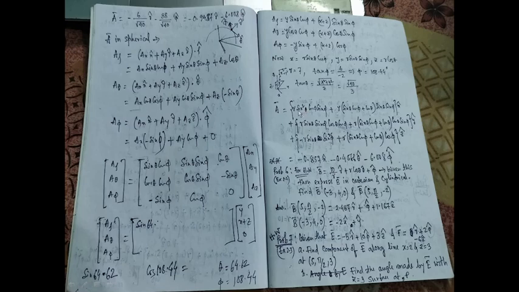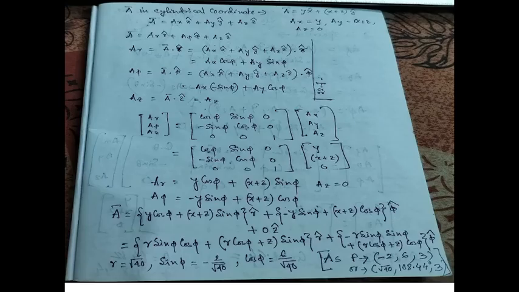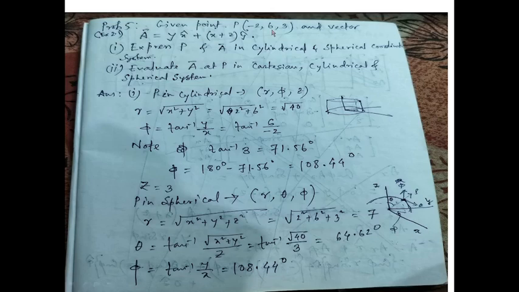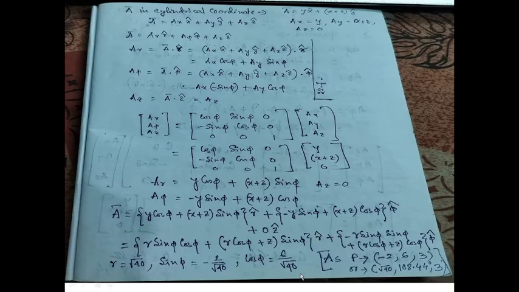Now if you put in the values of r sin theta cos phi and so on, the computed value will be 0.857 rho hat minus 0.4066 theta hat minus 6.008 phi hat. This is the conversion result of vector A in the spherical coordinate system at the point minus 2, 6, 3, which is 7, 64.62 degrees, 108.44 degrees.